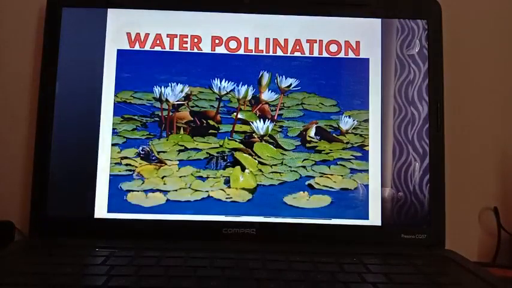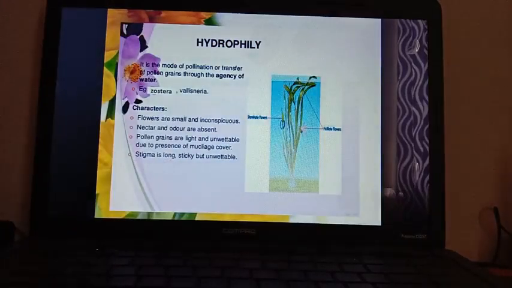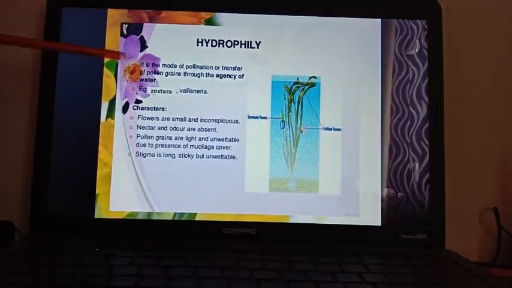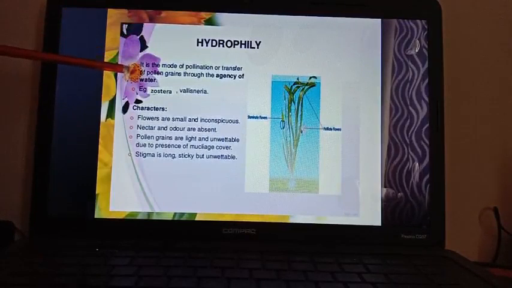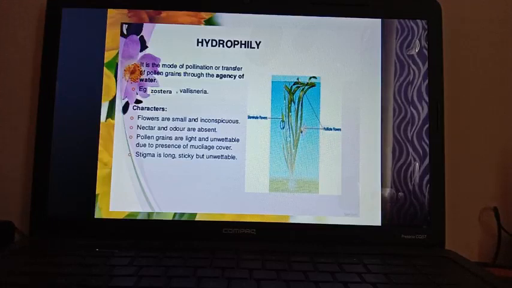Now next is water pollination. It is also known as hydrophily. Hydrophily is a mode of pollination, the transfer of pollen grains through the agency of water. Examples: Zostera, Vallisneria, Hydrilla. So many plants are there in which you can see hydrophily.